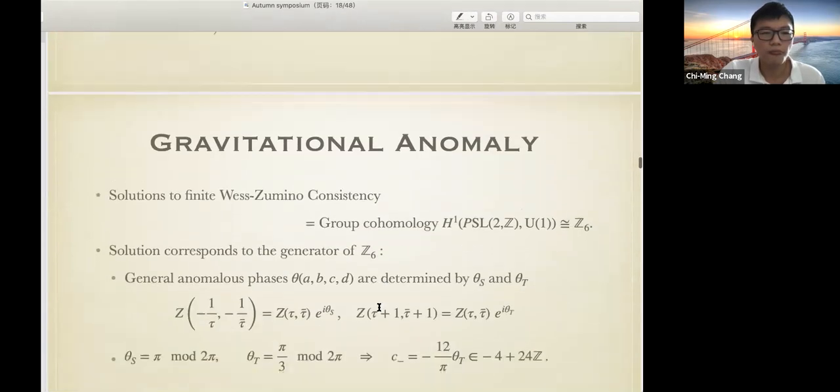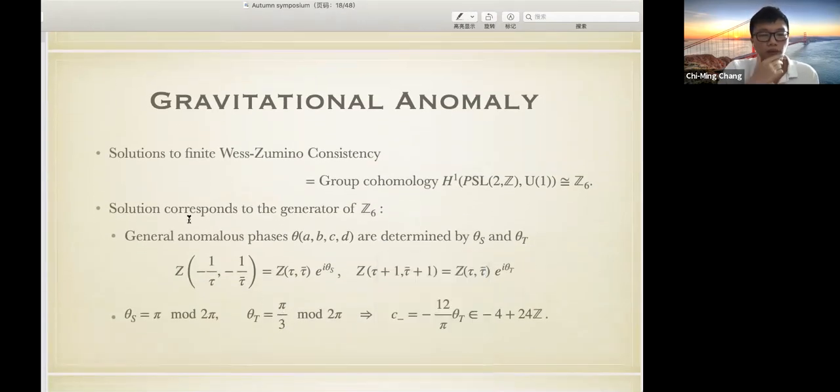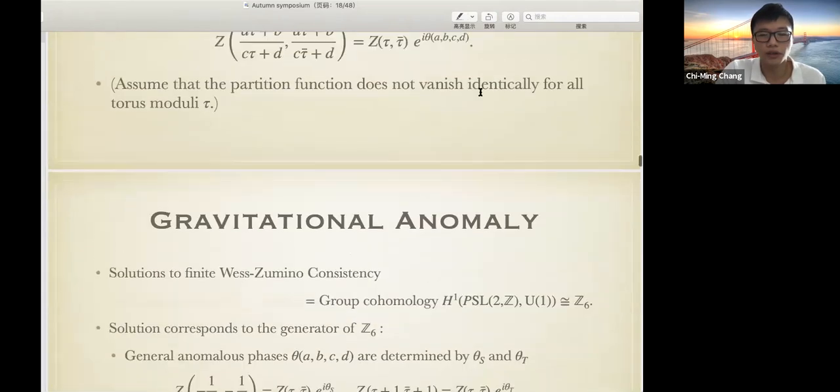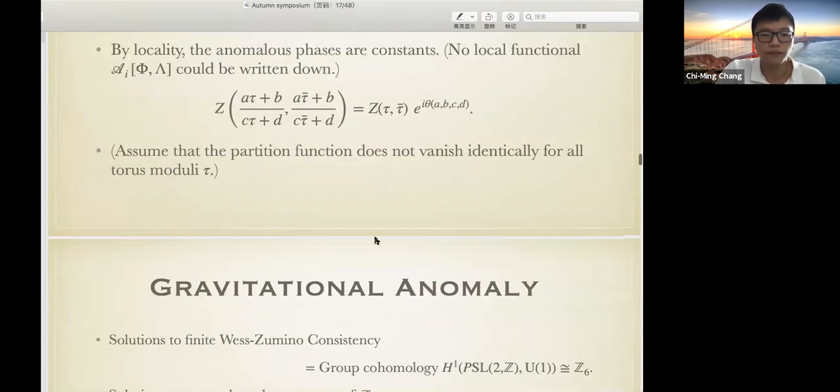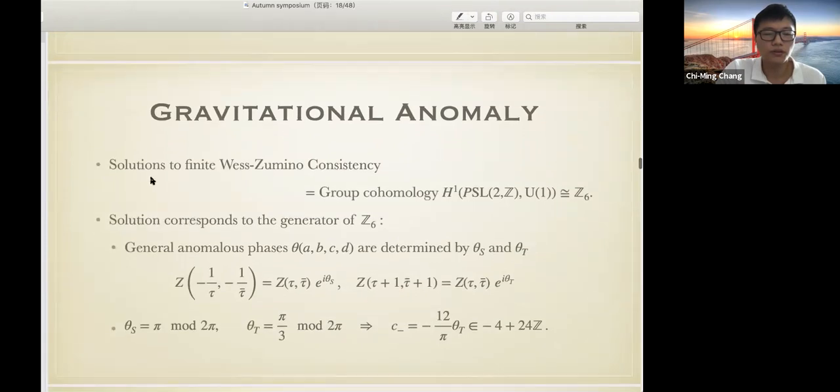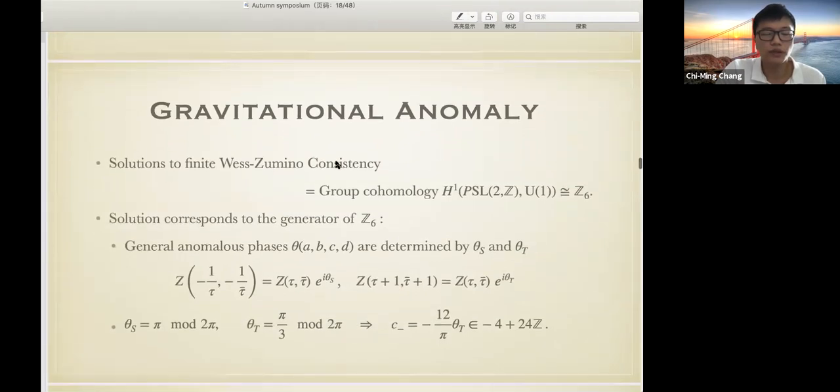And let's move on. So now we can apply finite Wess-Zumino to try to constrain this phase theta. The solution to the finite Wess-Zumino consistency condition is just given by the group cohomology H1(PSL(2,Z), U(1)), and this group cohomology is isomorphic to Z6. Okay, let me explain this formula a bit.